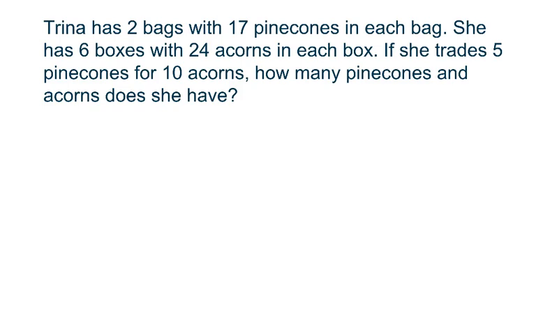Because she has 2 bags with 17 pine cones in each bag, that's going to be 2 times 17. And then she has 6 boxes with 24 acorns in each box, so 6 times 24. Then she's going to trade in 5 pine cones. So she's going to subtract 5 pine cones and gain 10 acorns. So we need to subtract and then add. When you trade something in, you give it back. And then when you're trading it in for something else, you're going to add that something else.